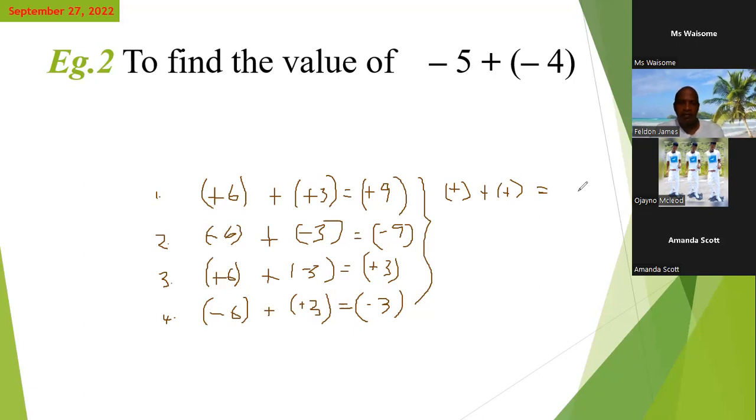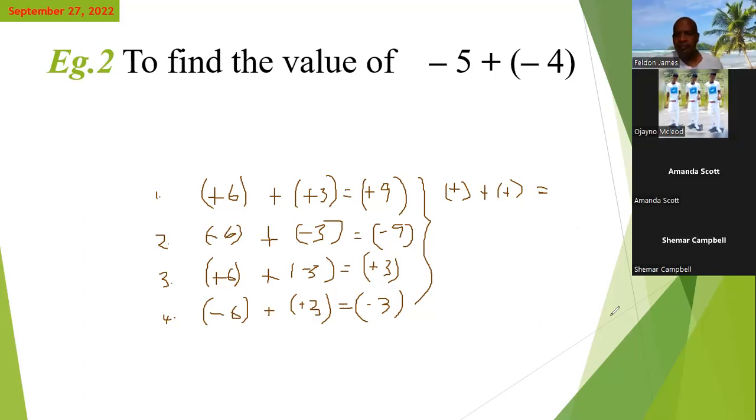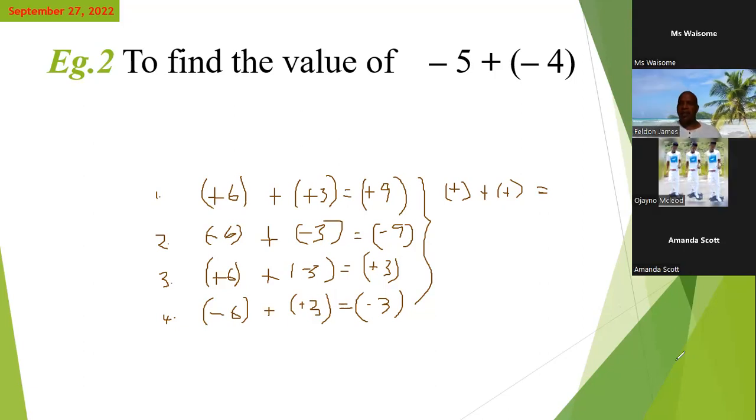Are you hearing me? If you're adding positive plus positive, Miss Cummins, are you hearing me? Miss Cummins is not here. Seems like some persons got kicked off. All right, Miss Waysome, are you there?